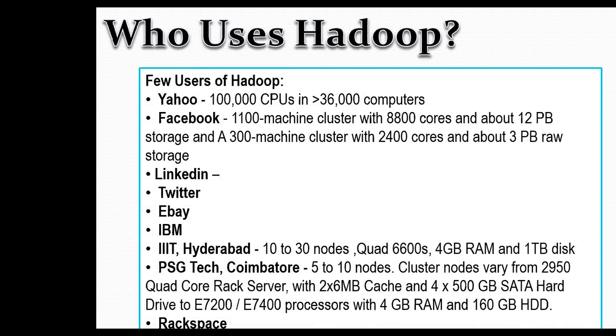Now let's see who uses Hadoop, which companies are working in Hadoop right now, how this revolution is going on, how research has been put in, and how enterprise systems and industry have come up with the term Hadoop. Yahoo has worked on majorly 1 million CPUs across more than 36,000 computers. Facebook is also one of the major organizations using Hadoop. They are using 1,100-machine clusters with 8,800 cores and about 12 PB of storage, and 300-machine clusters with 2,400 cores and about 3 PB of raw storage.